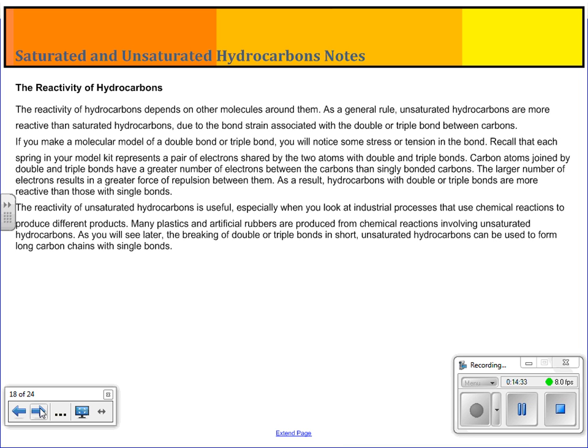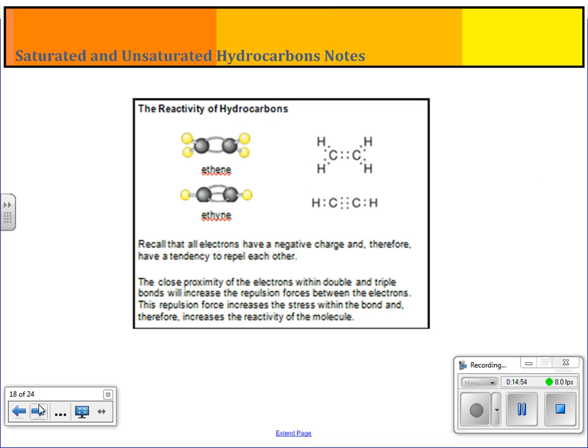The reactivity of unsaturated hydrocarbons is useful, especially when you look at industrial processes that use chemical reactions to produce different products. Many plastics and artificial rubbers are produced from the chemical reactions that involve unsaturated hydrocarbons. As you'll see later, the breaking of a double or triple bond in unsaturated hydrocarbons can be used to form long chains of single bonds.